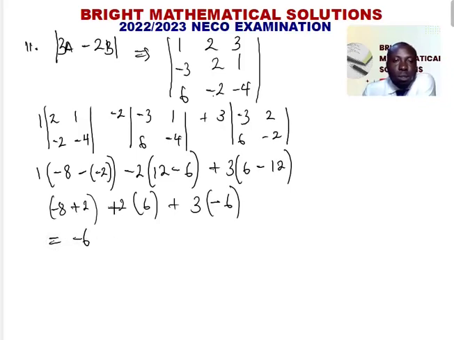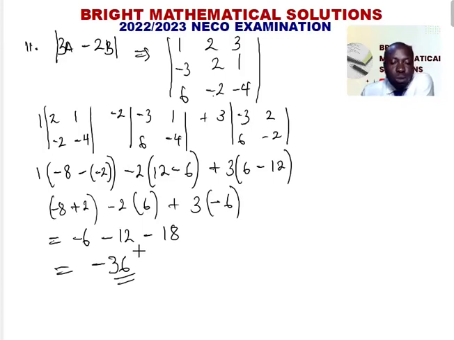So this gives us minus 6 plus minus 12, and this is minus 18. So minus 6 plus minus 12, minus 6 minus 12 minus 18, and that gives us minus 36. So that is the determinant of 3A minus 2B. That's the solution to question 9A of the 2022-2023 NECO examination.